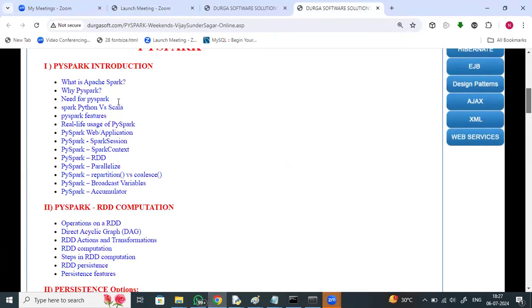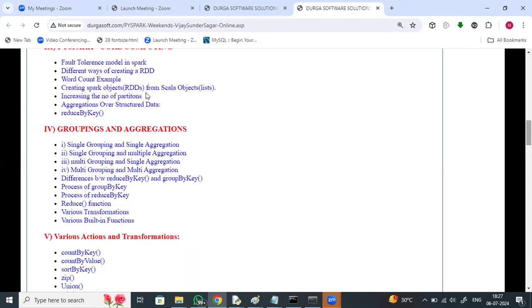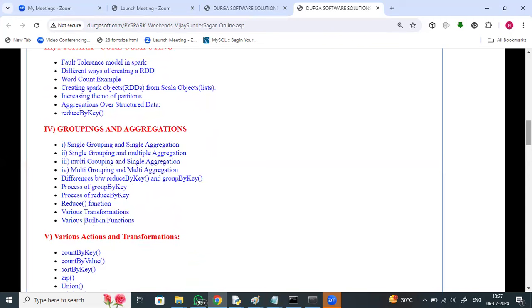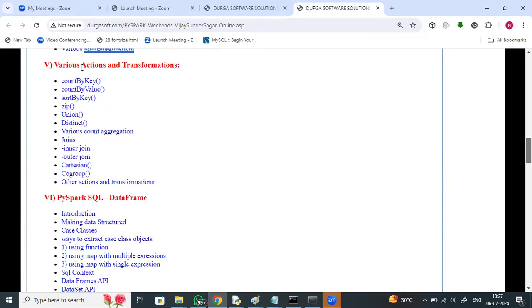So what is Apache Spark, PySpark, Spark session, context, parallelizing, repartitioning, RDD computations, right? Operations on RDD, different inbuilt actions and transformations, steps in RDD and persistence options, PySpark core computation, fault tolerance model, different ways of creating RDDs, increasing the number of partitions, groupings, aggregations, reduceByKey, groupByKey, various built-in functions of PySpark, various actions. What are the other inbuilt actions and transformations, like countByKey, countByValue, sortByKey, union, distinct, joins, inner, right?